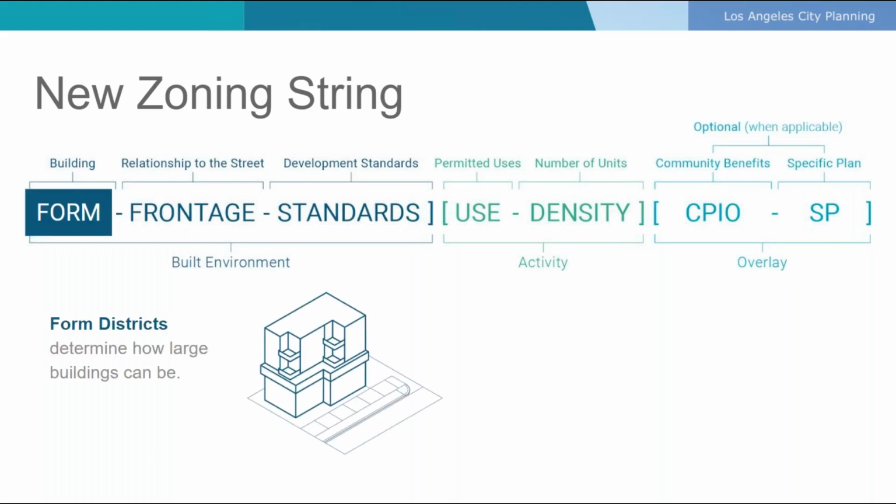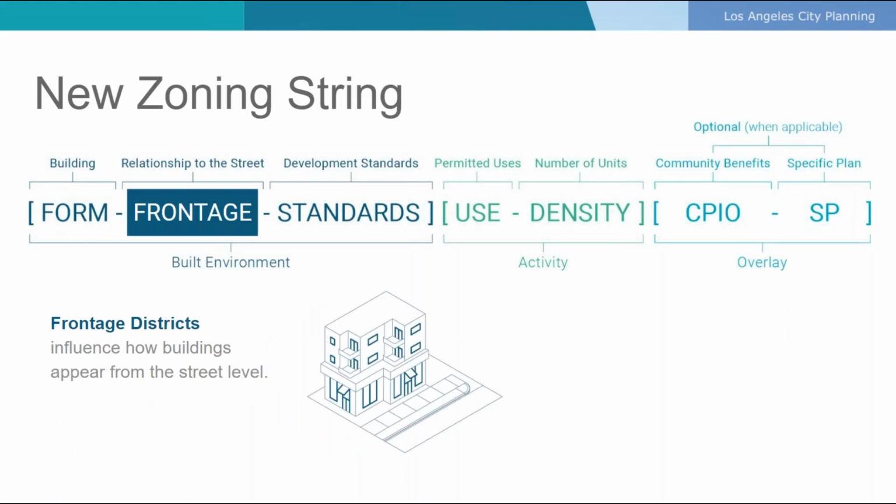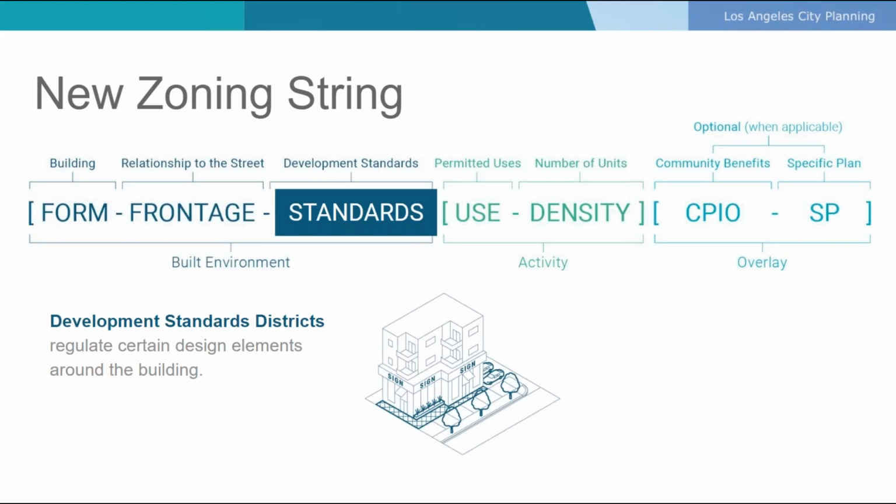The form district determines the placement of the building in the lot and how large it can be. The frontage district influences how a building appears from the street level, from their proximity to the street to their ground floor height requirements. The standards district regulates certain design elements around the building, including but not limited to those related to pedestrian and vehicular access, parking, landscape, and signs.